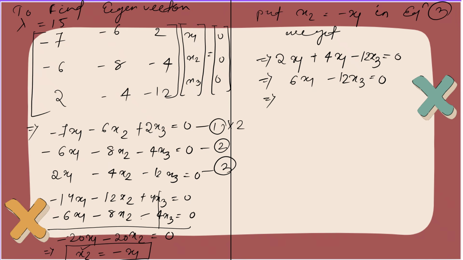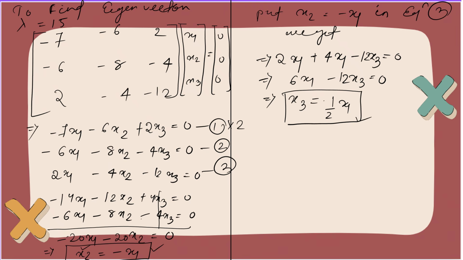Now you have to write x3 in the form of x1, because when you solved the first equation, we got x2 in the form of x1. So from the third equation also you get x3 equal to 1 by 2 x1. So both of these values are in the form of x1.